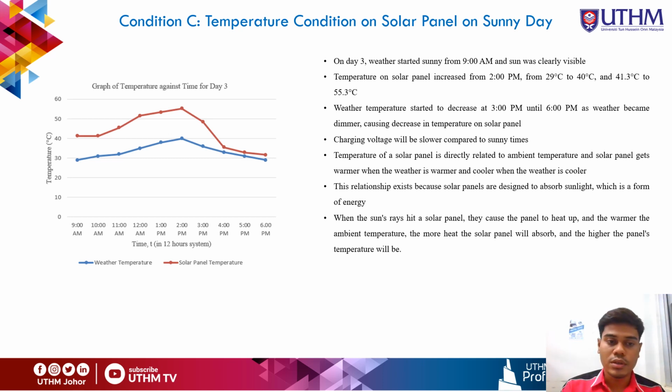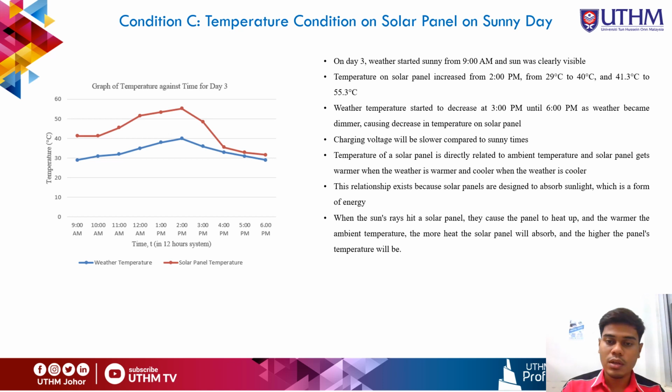So based on the graph, on day 3, weather started sunny from 9:39 am and sun was clearly visible. Temperature on solar panel increased from 2 pm from 29 degrees Celsius to 40 degrees Celsius and 41.3 degrees Celsius to 55.3 degrees Celsius. Weather temperature started to decrease at 3 pm until 6 pm as weather became dimmer, causing decrease in temperature on solar panel. So the charging voltage will be slower compared to the sunny times.